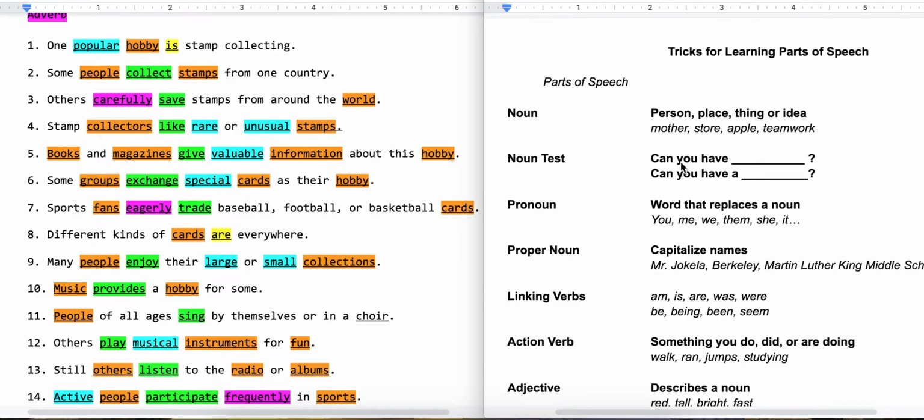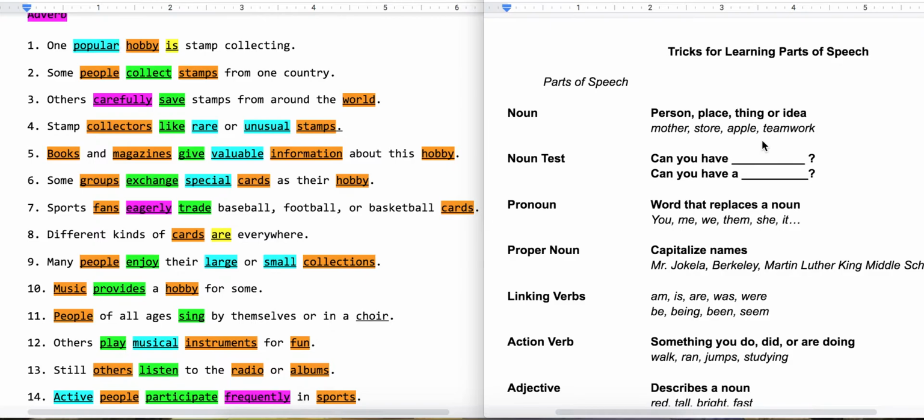So, mother. Can you have mother? Can you have a mother? Since it does fit in that second one, mother could be a noun. Store. Can you have store? No. Can you have a store? Yes. So it could be a noun. Apple. Can you have apple? No. Can you have a apple or an apple? Yes. So it could be a noun. And then teamwork. Can you have teamwork? Yes. So it could be a noun.